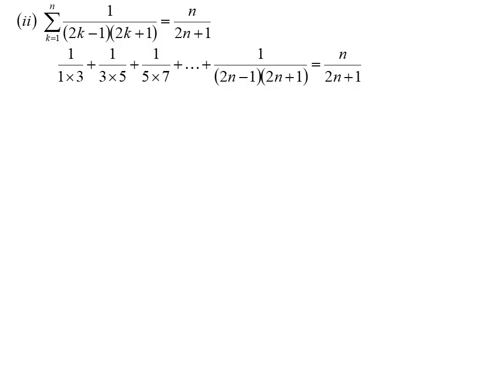I can see what we're doing. Oh, okay. It's 1 over, and then we're multiplying consecutive odd numbers. So 1 times 3, 3 times 5, 5 times 7, and so on. That's what we're trying to prove.